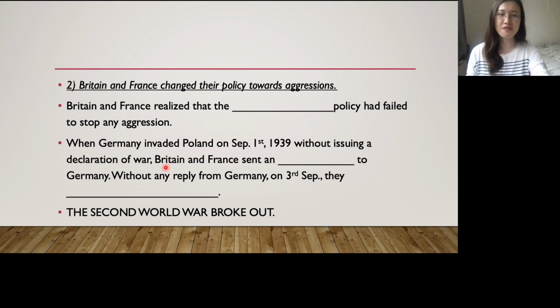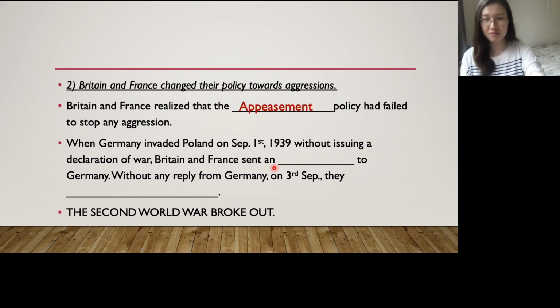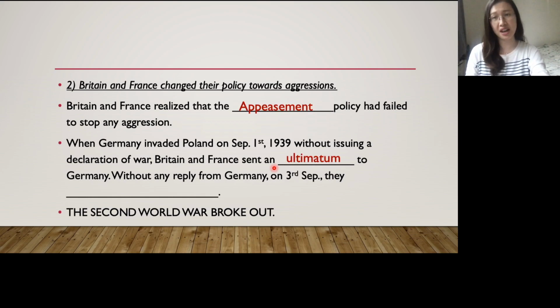So Britain and France sent an ultimatum. Actually, they tried to get a response from Germany, but of course without any reply. Of course, Hitler at that time was already fully prepared for another war, right? This is the whole point of why they had to rearm their country. So without any reply from Germany, on September the 3rd, they declared war on Germany, and then the Second World War broke out.